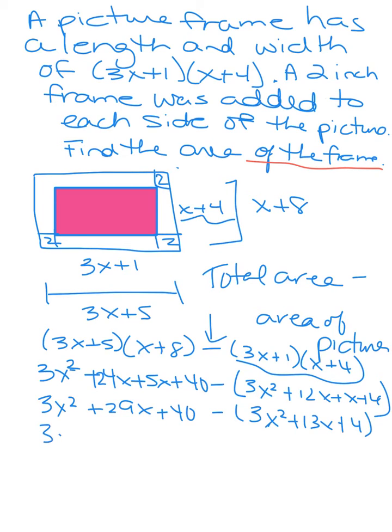Now again, I'm going to rewrite my total area, and then I'm going to subtract out my area of the picture. So I get minus 3x to the second.